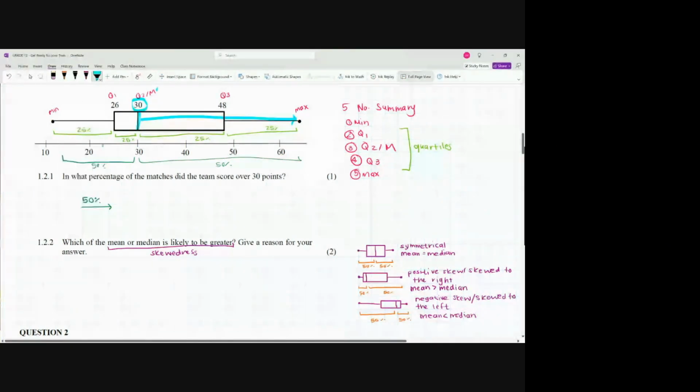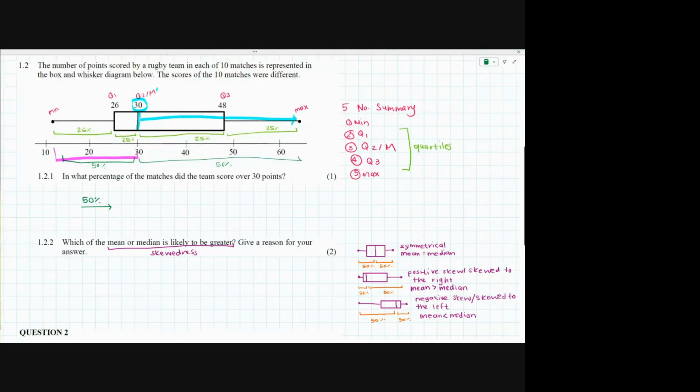So if we look at our data set, here is 50%, as we've already indicated, here's 50%. We have a situation where the data set is more pulled up to the right. So we have this situation over here. What that means is that it is likely that my mean is greater than my median. It says give a reason for your answer. Well, our reason is because our data is skewed to the right, or our data is positively skewed.